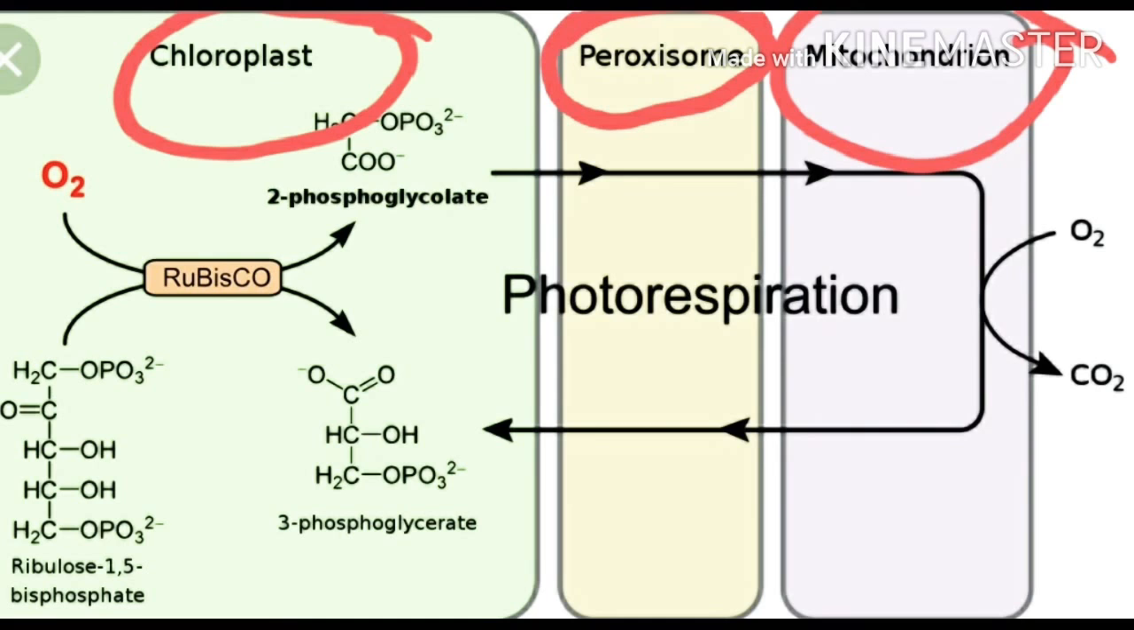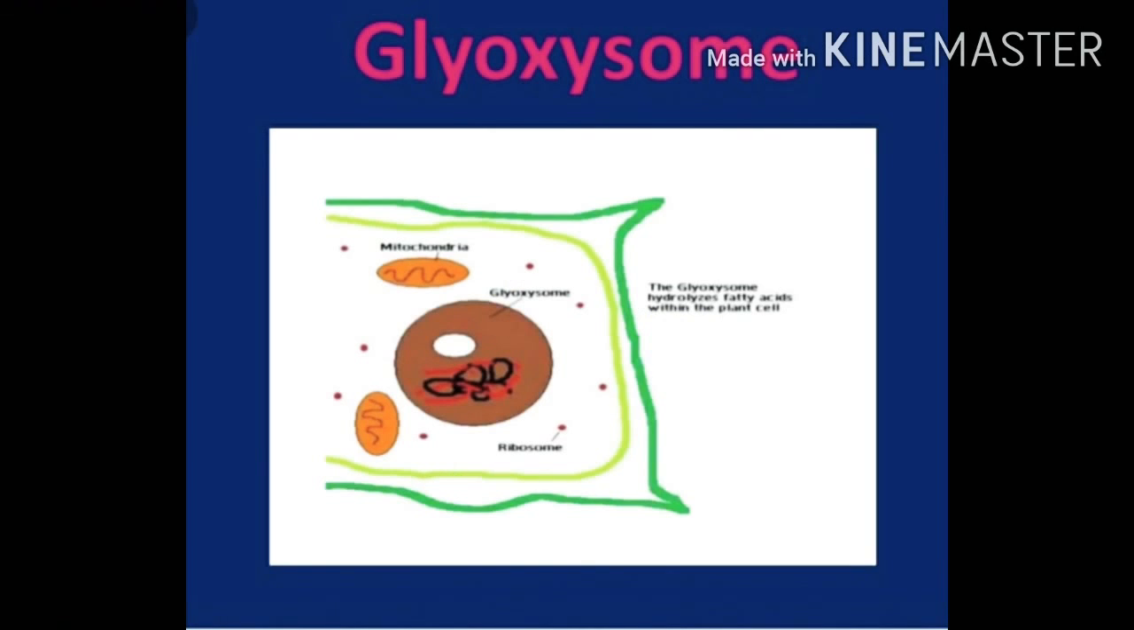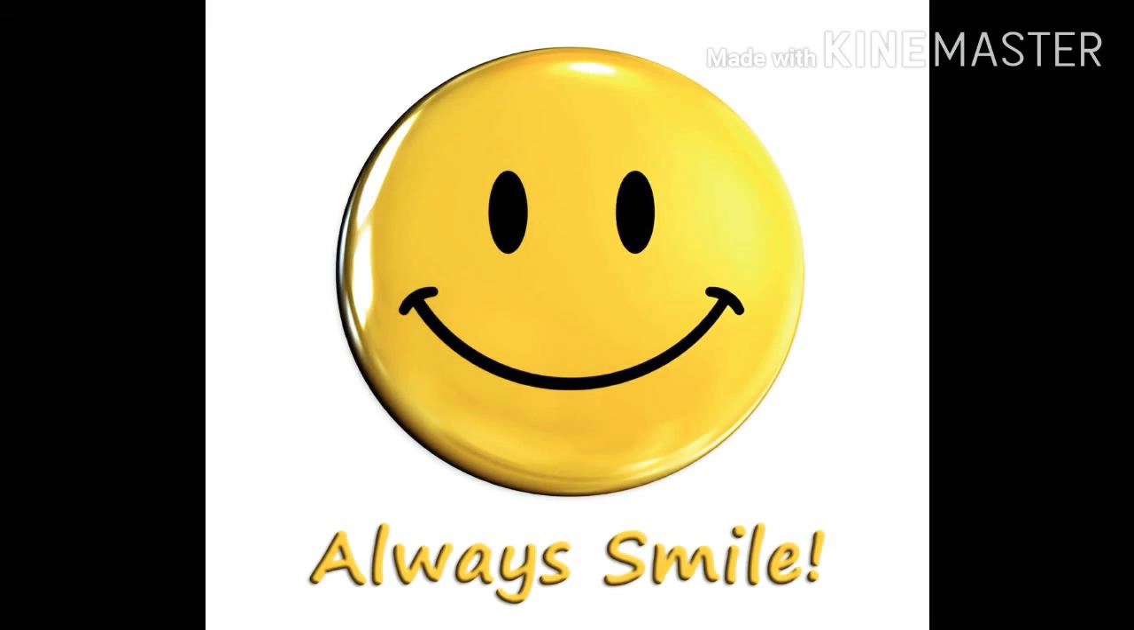Now the next microbody is the glyoxysome. These glyoxysomes are present only in plant cells, and their most important role is beta oxidation, or breaking of fatty acids, in plant cells. So students, with this the chapter Cell: The Unit of Life is completed.